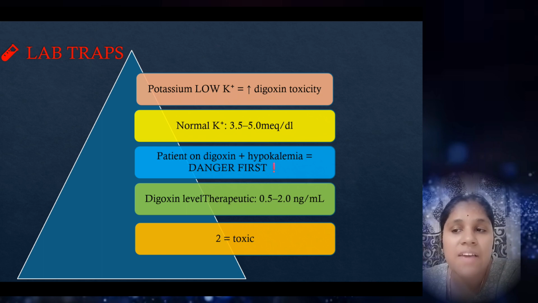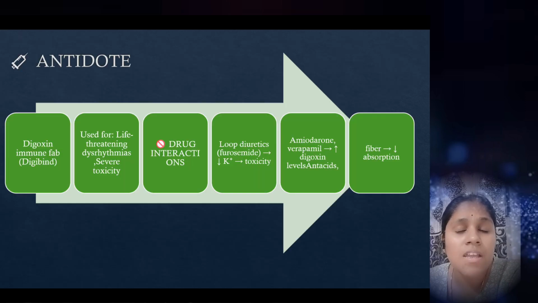The digoxin therapeutic level is 0.5 to 2 nanograms per milliliter. If the level goes above 2, it is very toxic, and digoxin has a very narrow therapeutic index. So we have to watch all these things when we are looking at digoxin and the lab values.